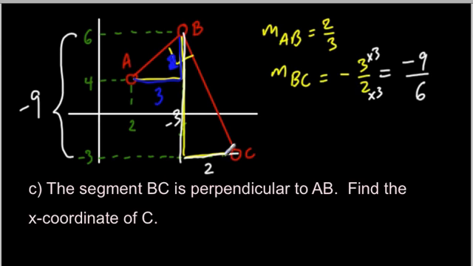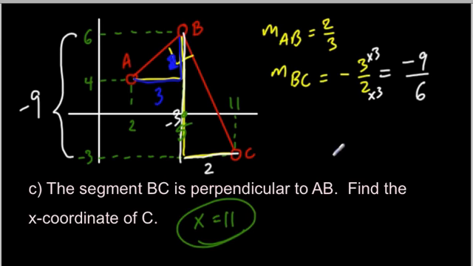So if I need to move 6 to the right, remember this point right here has an x-coordinate of 5. So this point has to be 11. If I were showing this, I would explain that the ratio is negative 3 over 2. It has to move negative 9 over 6. Since it has to move 6 more units to the right, this is 11. So the x-coordinate of C is equal to 11. That's one way of doing it.